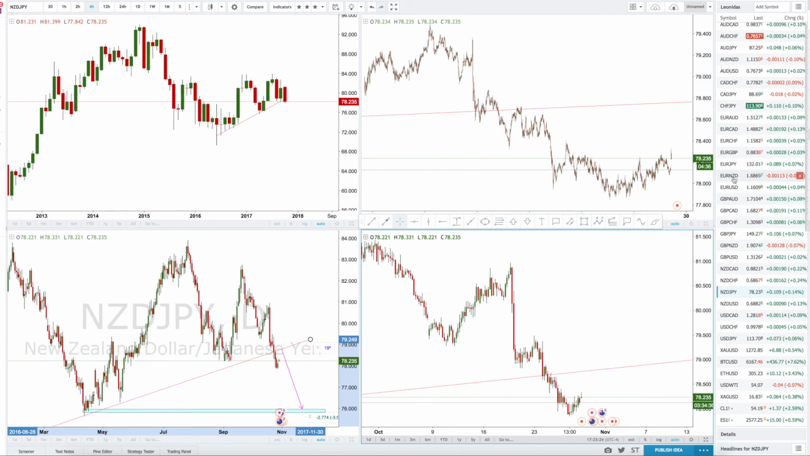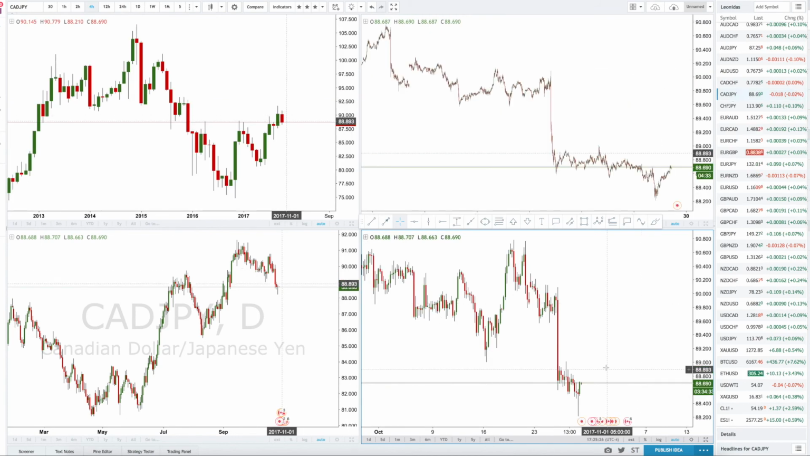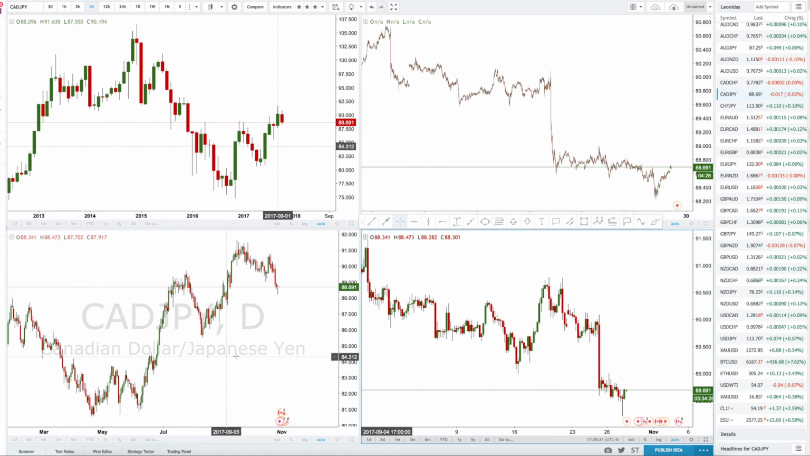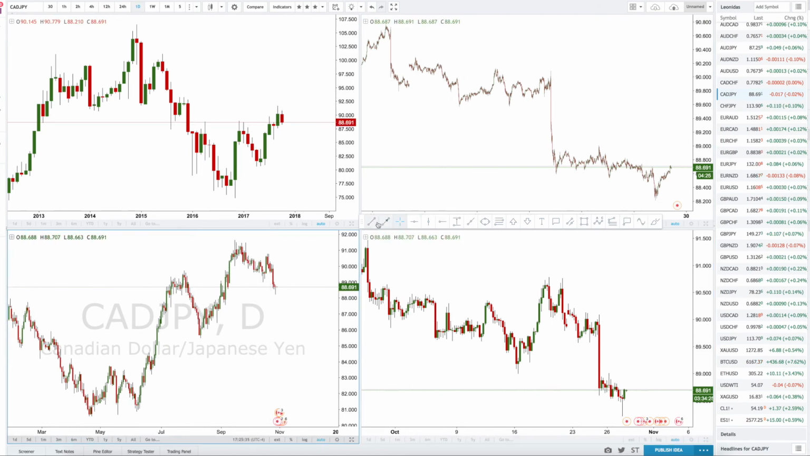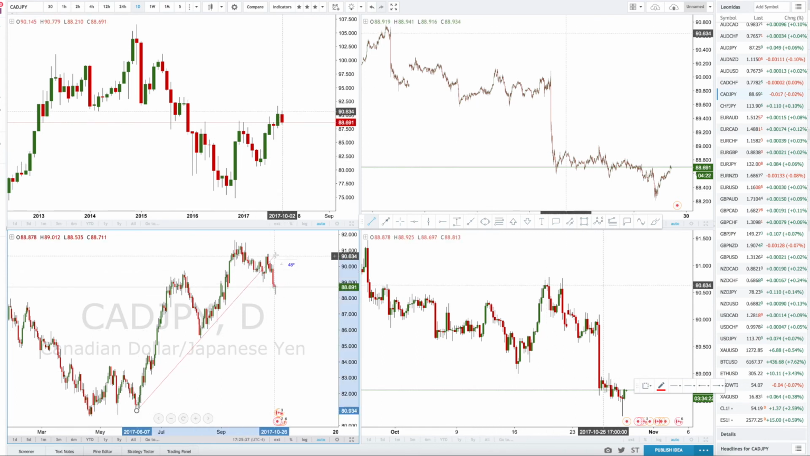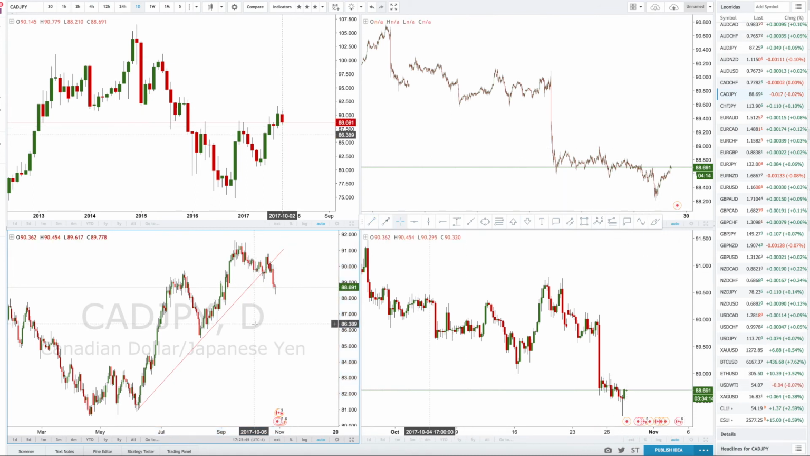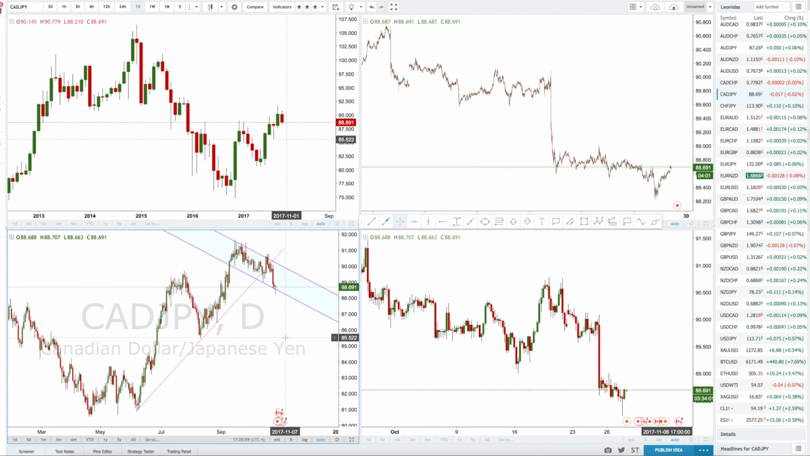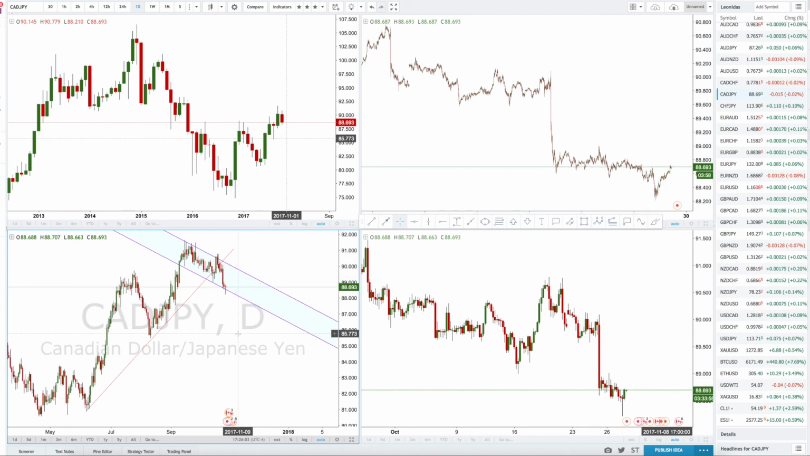CAD JPY, projecting lower. Let's look at some trend lines here. Yeah, we've kind of broken it, definitely. Broke that trend line. Now we're trying to form some kind of channel here. Let's put a parallel channel, something like this, right? So still bearish on it.